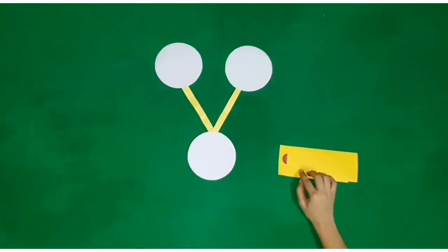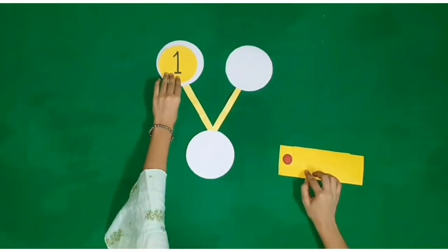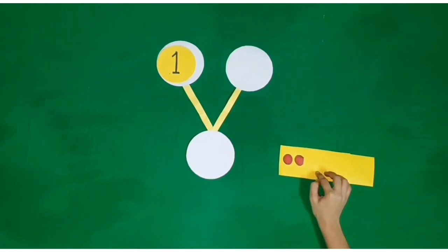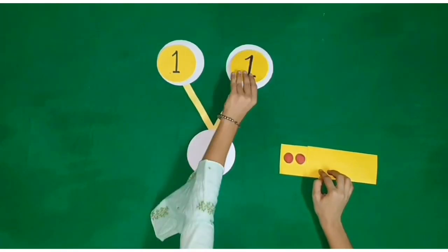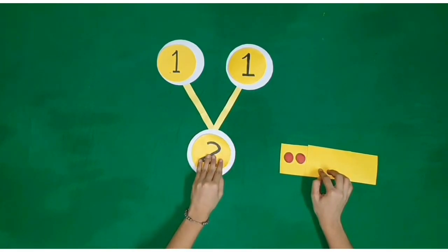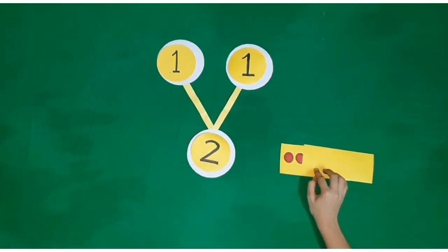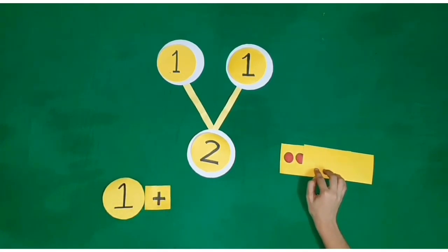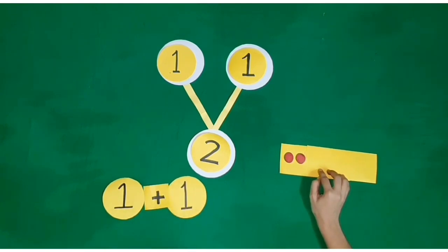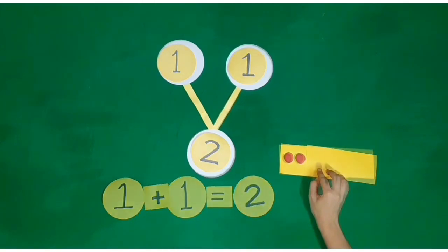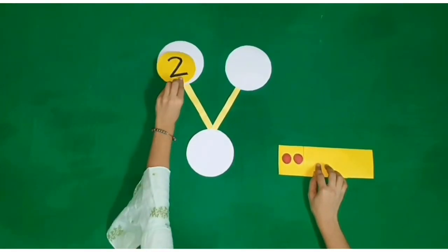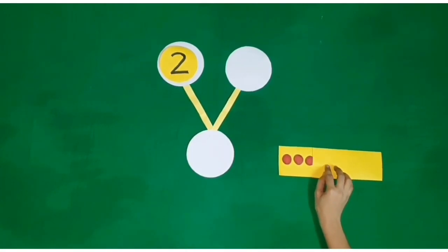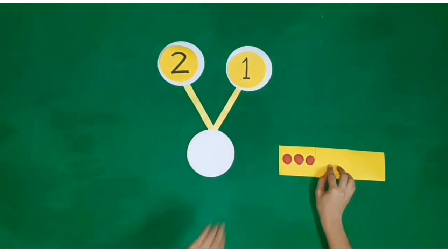Let's see. One dot, one more dot. It becomes two dots. One dot plus one more dot is equal to two dots. Two dots, one more dot. It becomes three dots.